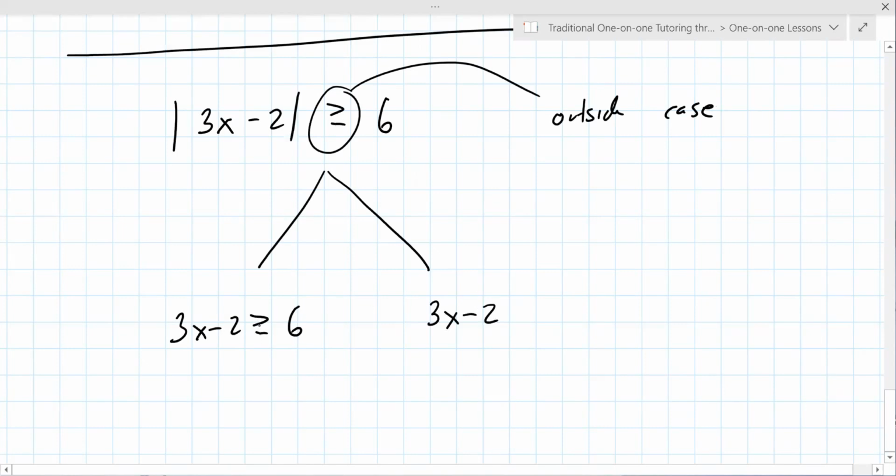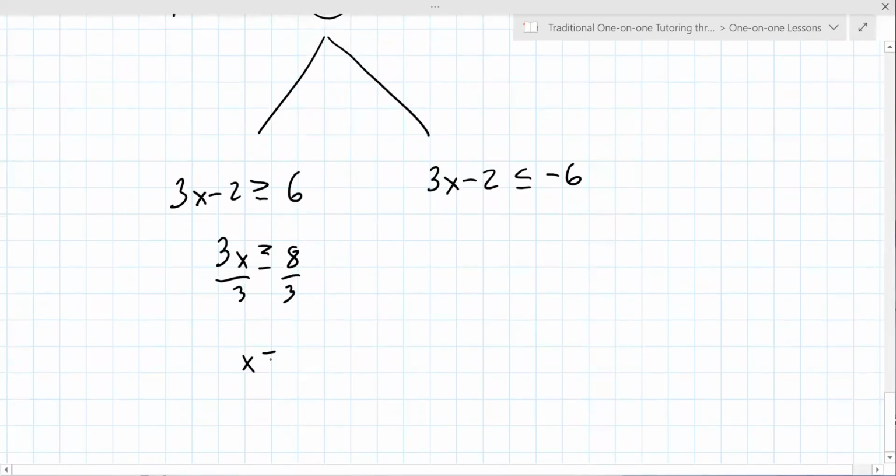you flip the inequality and negate this, 3x minus 2. So what's different about this one compared to the other? Well, let's keep going here. So how would you solve each of these? I just add 2 to the first one and then divide it by 3. Yep. And then the other one I would add 2 again and then divide by 3. Okay, very good. So now you divide by 3, divide by 3.